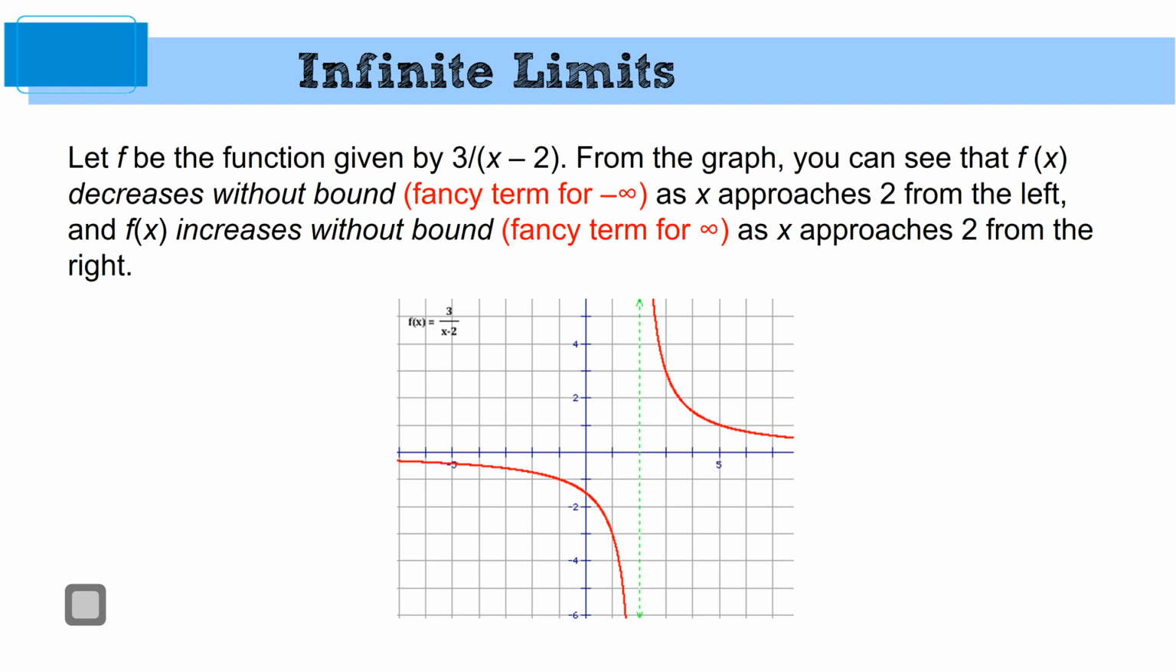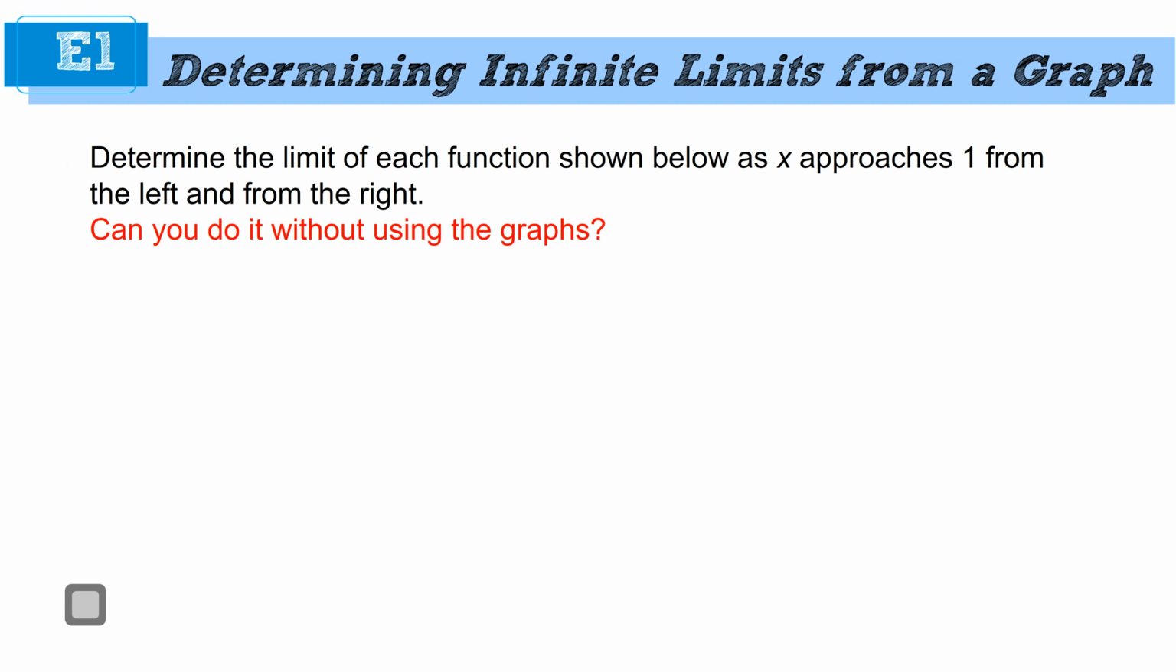Multiplicity is the power on the thing in the denominator that determines the asymptote. In other words, what power is x minus 2 raised to? If it's raised to an odd power, one goes up, one goes down. If it's raised to an even power, they both go up or they both go down. Okay, here we go. Where's the asymptote?